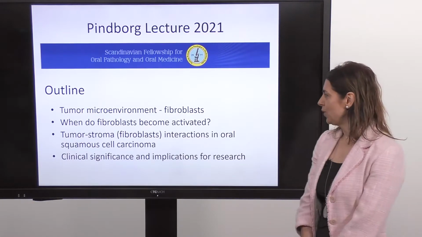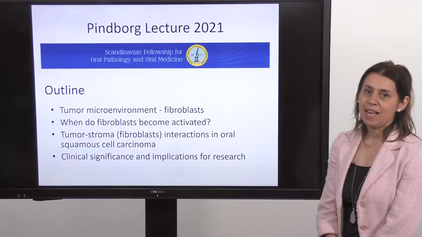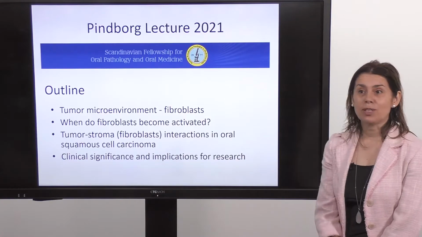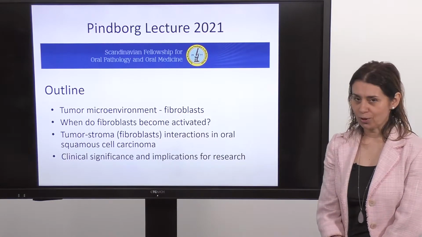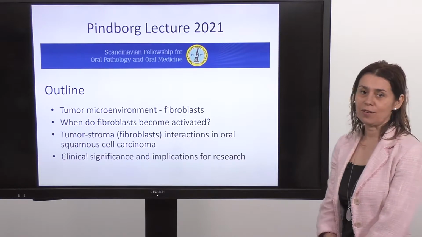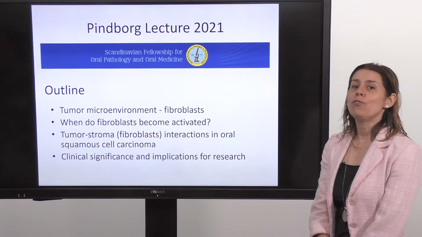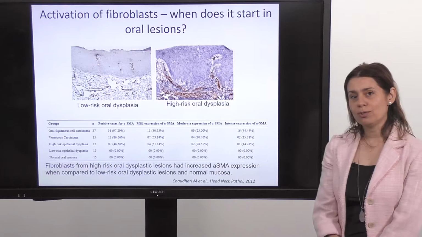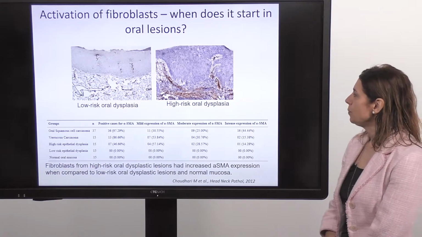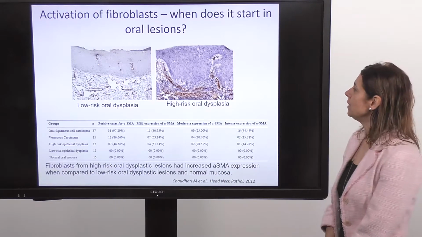I would now move to discuss a bit when the fibroblasts get activated. As I mentioned, we still struggle to identify good markers for cancer-associated fibroblasts or activated fibroblasts, but we have one marker, which is the alpha smooth muscle actin for activation of fibroblasts into myofibroblasts. And this has been used in dysplasias to look for early activation of fibroblasts in these lesions.